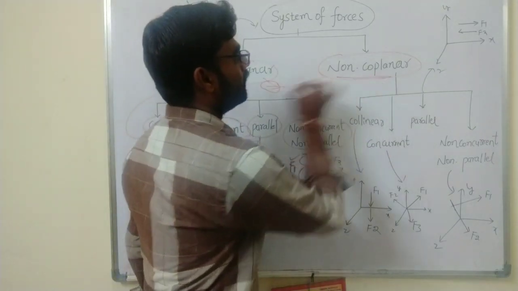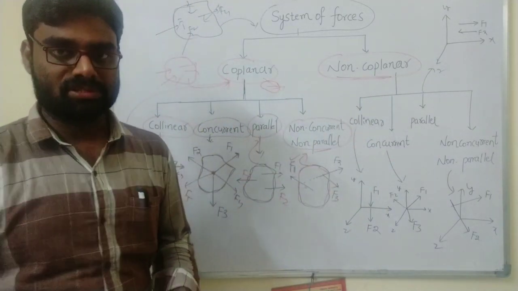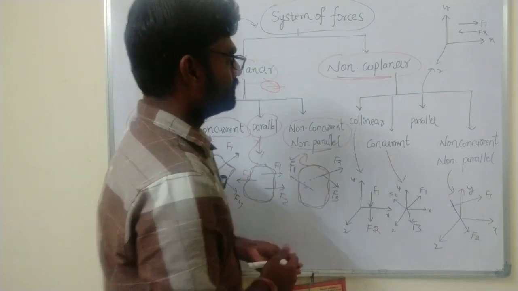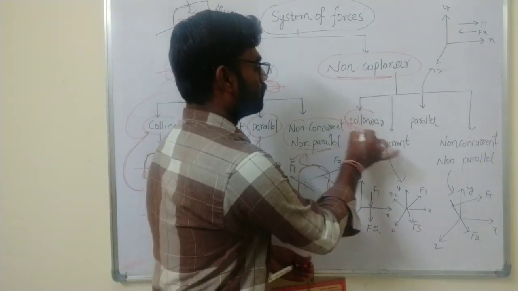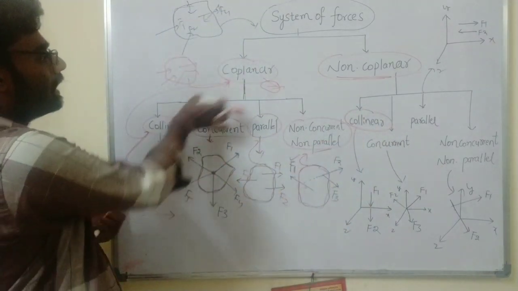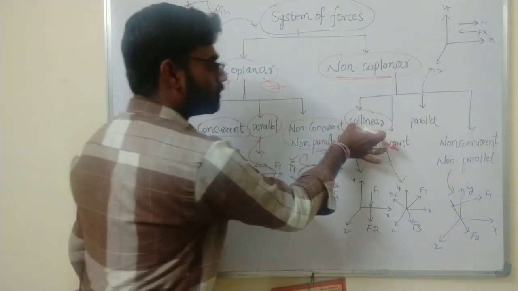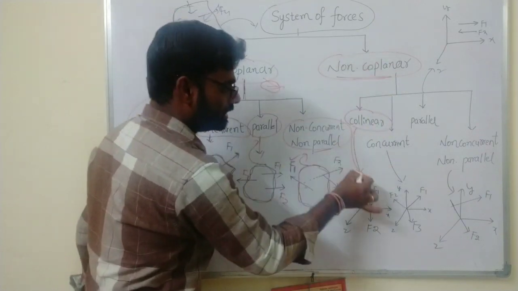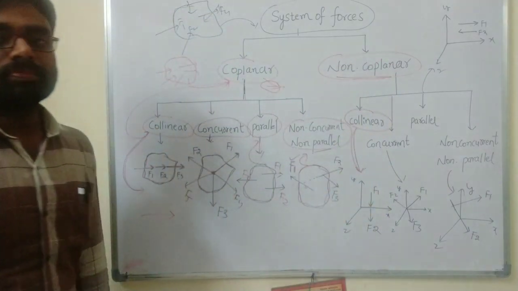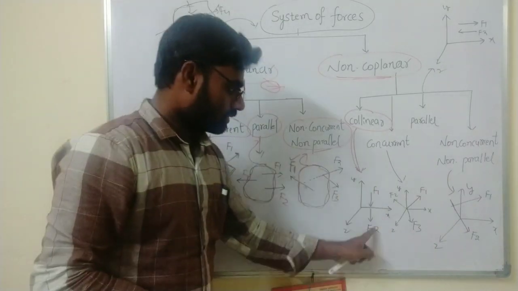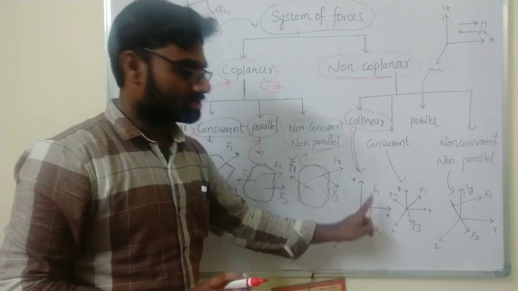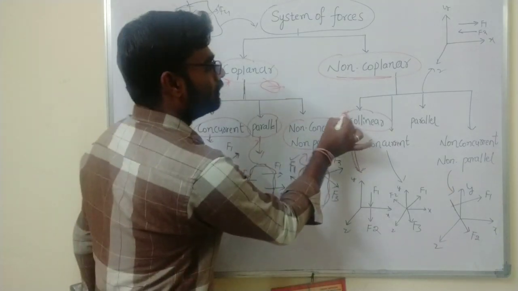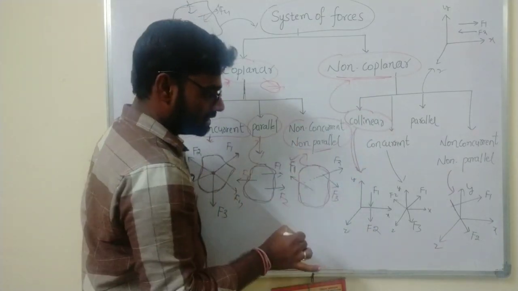Next, now I am going to explain the non-coplanar forces. See here. In this case also it is divided into four types. First one is collinear. So already you know the collinear forces. This one is collinear coplanar. This one is the collinear non-coplanar. Collinear means all the forces acting in a straight line. In a straight line, it may be horizontal or vertical. So in collinear non-coplanar forces, all the forces.